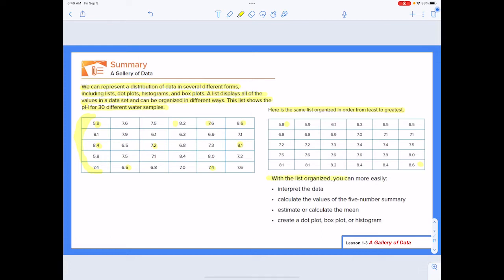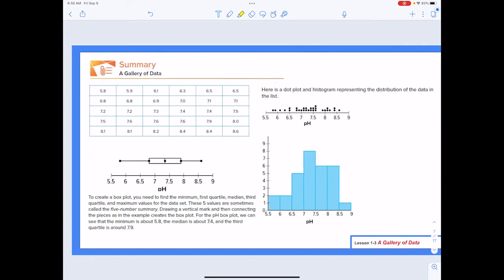With the list organized, you can more easily interpret the data, calculate the values of the 5-number summary, estimate or calculate the mean, and create a dot plot, box plot, or histogram. So the point here being, when you organize things, it's a lot easier to then work with the data. So this is what we'd want to have as opposed to this one. We don't want to do that. We want to keep it nice and organized whenever possible.